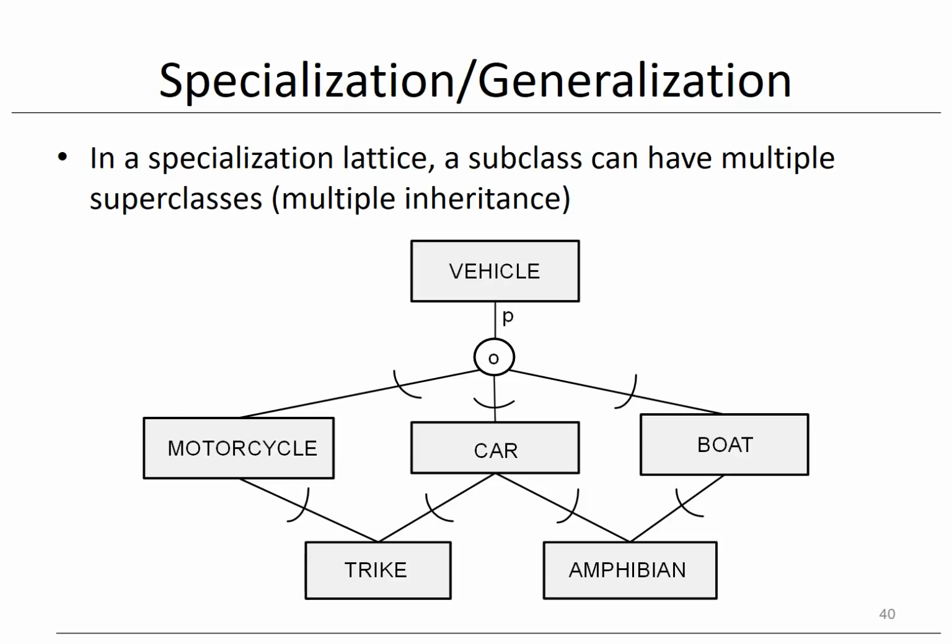The vehicle superclass is specialized into motorcycle, car, and boat. The specialization is partial and with overlap. Trike is a shared subclass of motorcycle and car and inherits the attribute types and relationship types from both. Likewise, amphibian is a shared subclass of car and boat and inherits the attribute types and relationship types from both.